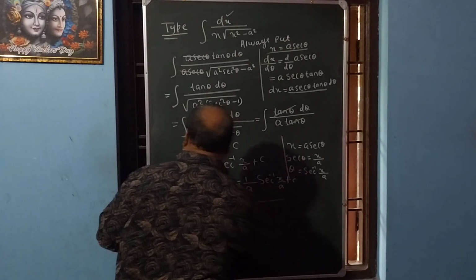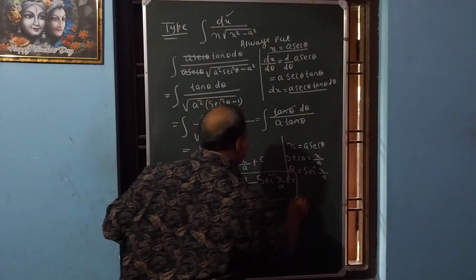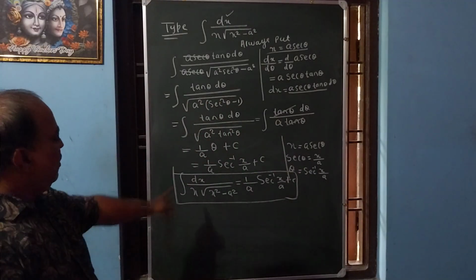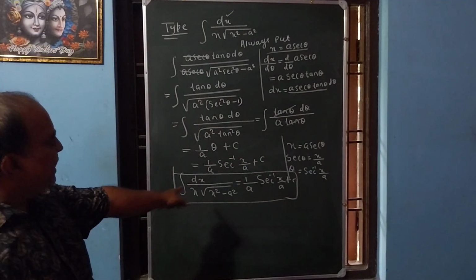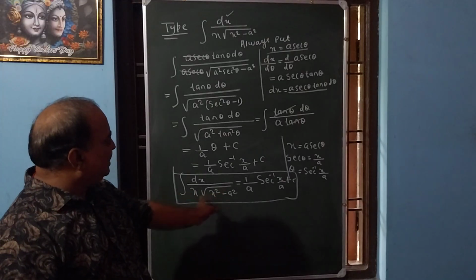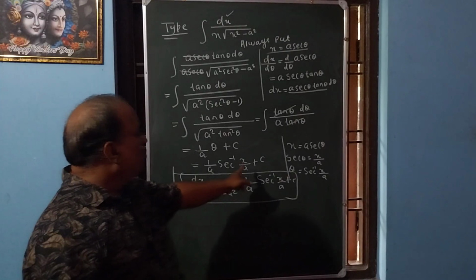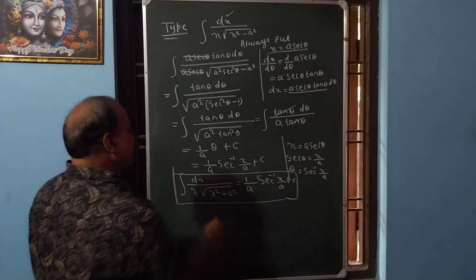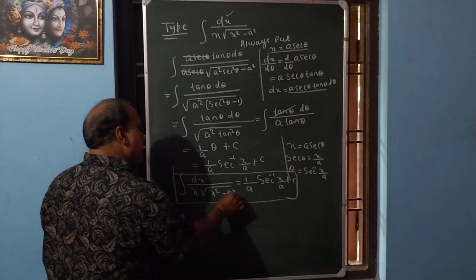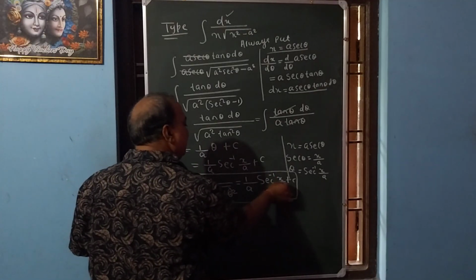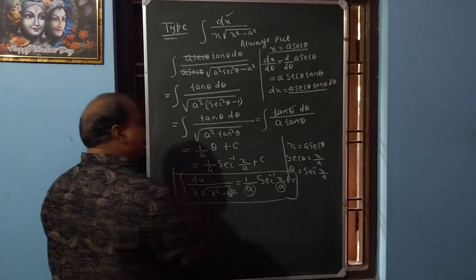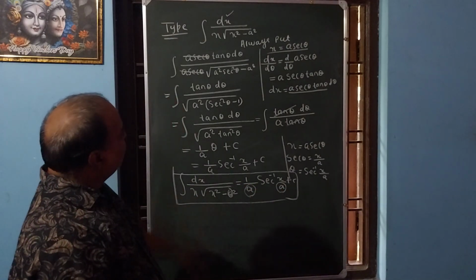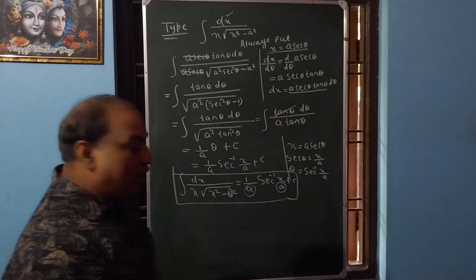This is one standard form of the integration. You remember: integration of dx upon x into root over x square minus a square is equal to 1 by a sec inverse x by a. Here a is a constant, a square, so that will be divided here and also divided here. So remember this formula.